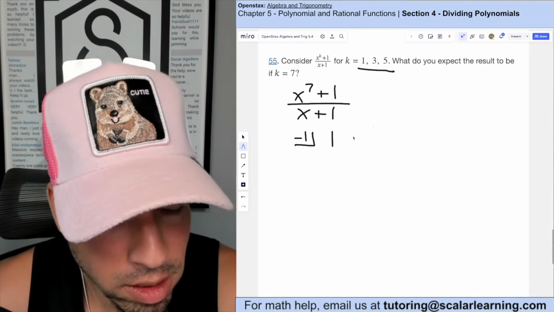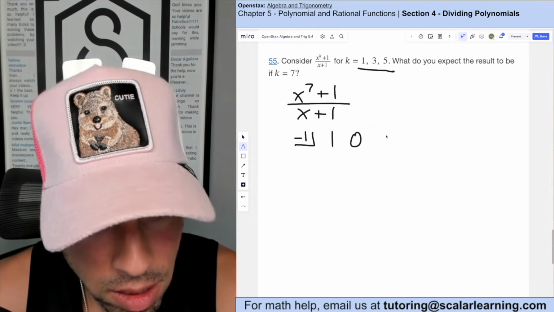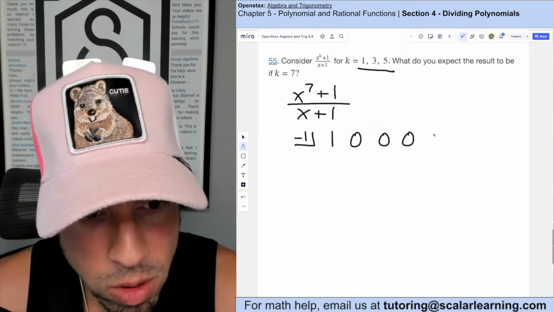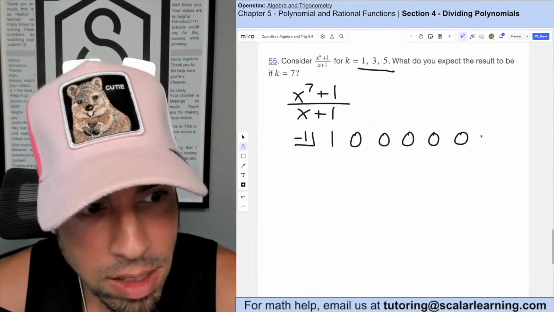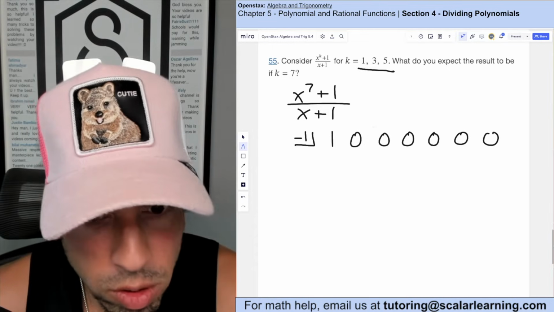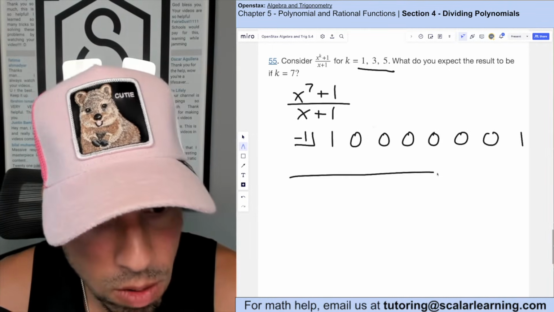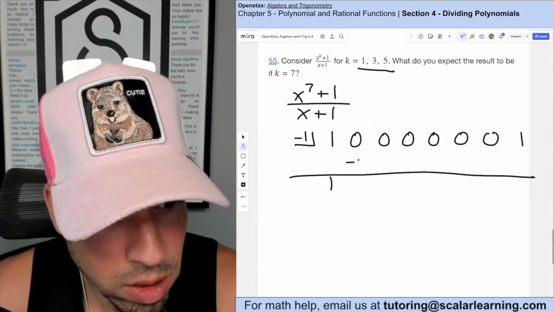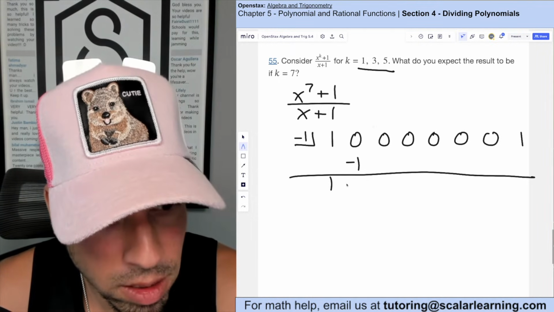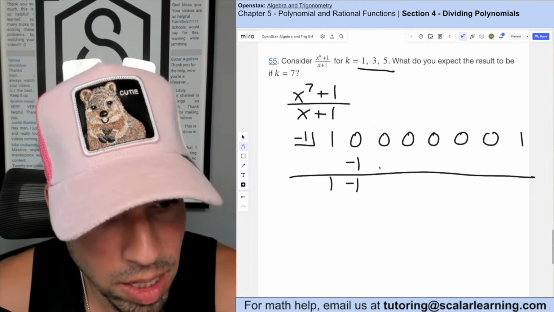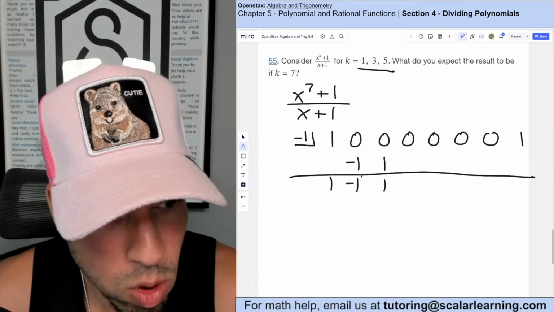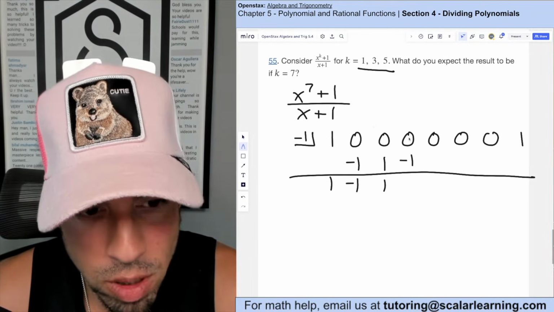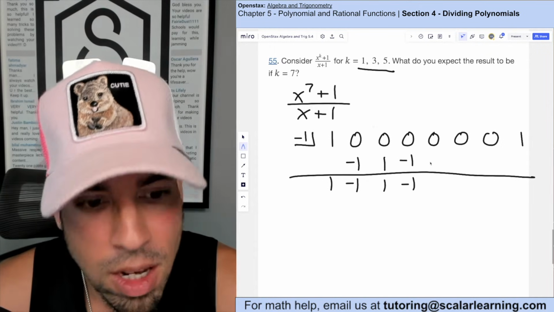So it's 1x to the 7th, 0x to the 6th, 0x to the 5th, 0x to the 4th, 0x to the 3rd, 0x to the 2nd, 0x to the 1st. Those are all zeros, and then a 1. So now if we carry this out, we can figure this out. So first we drop the 1, times -1 is -1. Added together, we get -1 times -1 is 1. Added together, 1. 1 times -1 is -1. Added to 0, -1. You see this flip-flopping.